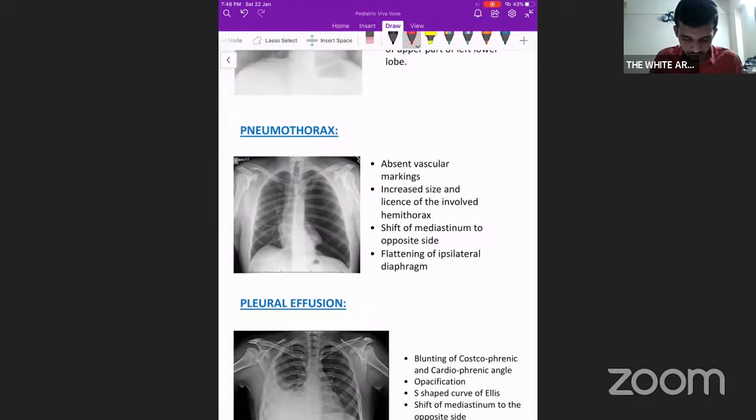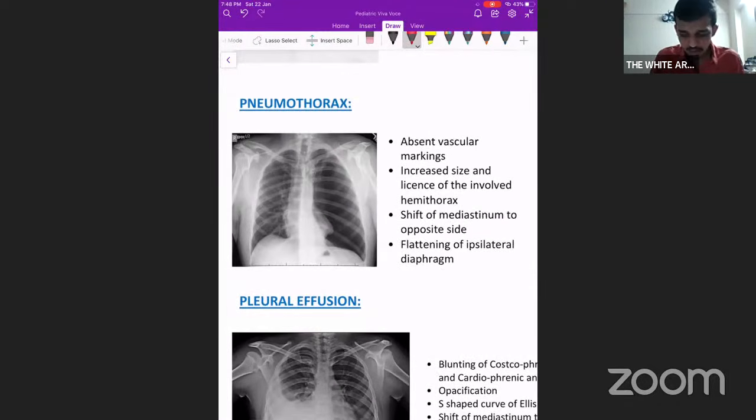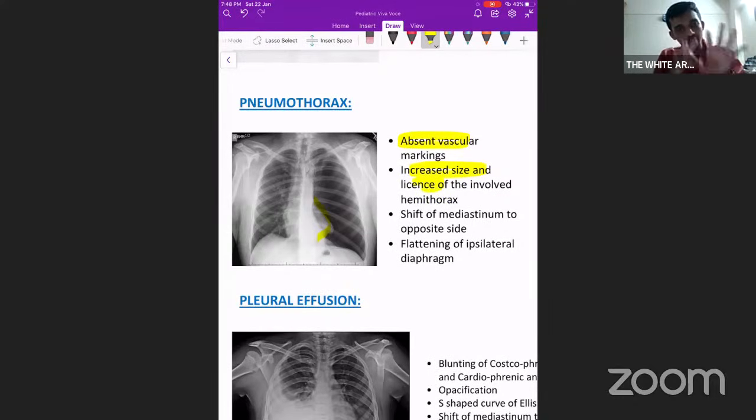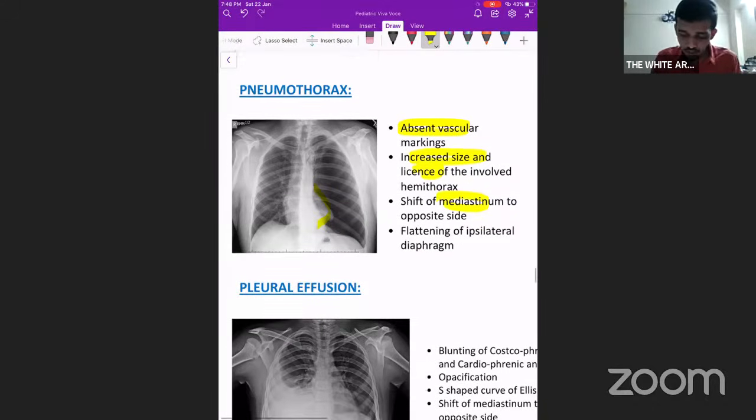Next is pneumothorax. How do you identify pneumothorax? It is easy. The lung has gone and collapsed over here, so there will be absent vascular markings. Since air has come out of the lungs, there will be increased size and lucency of the ipsilateral hemithorax. Since that much air is pushing the trachea and mediastinum, there will be shift of the mediastinum to the opposite side along with flattening of the ipsilateral diaphragm.